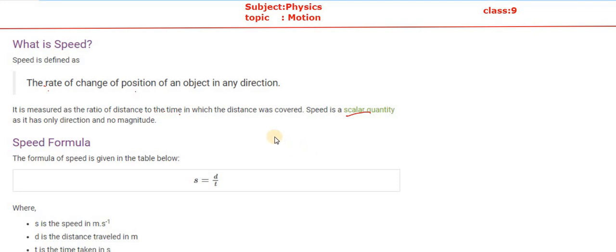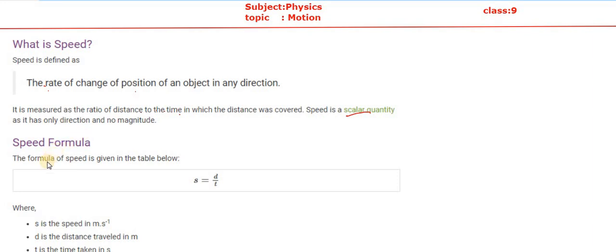What do we mean by scalar quantity and what do we mean by vector quantity? A scalar quantity is a quantity that has only magnitude, no direction.